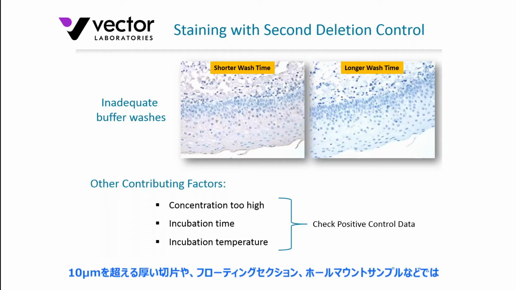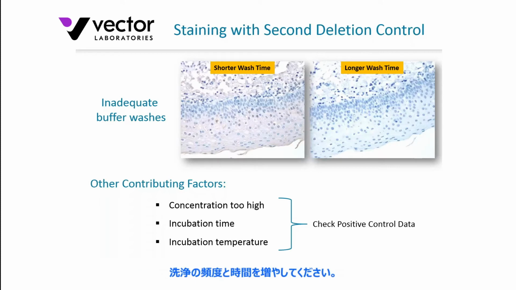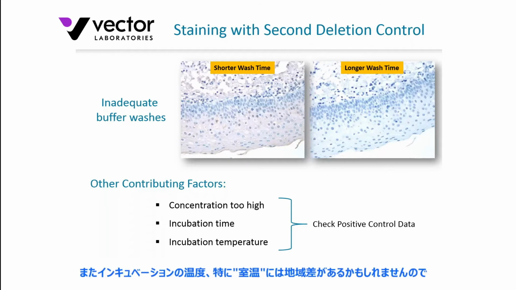If you're working with thicker tissues, something over 10 microns, floating sections, whole mounts, you will have to increase the frequency of the buffer washes and how long you're going to actually do those buffer washes to remove that unbound material. There are certainly some other contributing factors we mentioned. I did put incubation temperature down here because a colleague from Thailand challenged me on what it is that I'm referring to as room temperature. Certainly in the US here, it's around 22 to 24 Celsius, but he reminded me in Thailand, it's around 32. So just make sure that those factors are being controlled at your end.